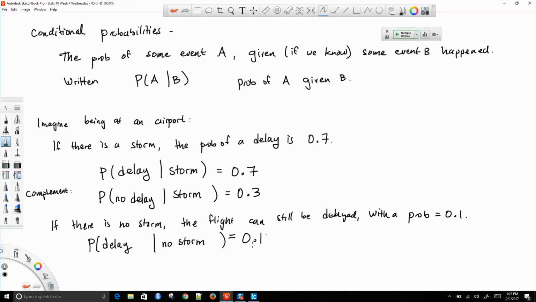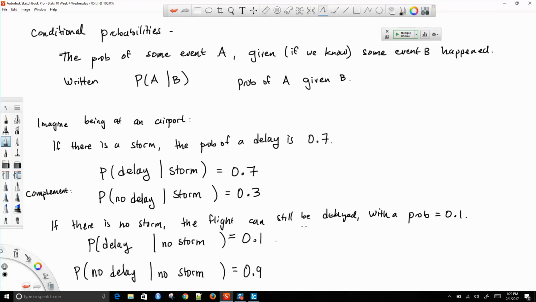So there's no relationship between this number and this number over here. Okay? There's no direct relationship there. We're just saying if there's no storm, sometimes the airline doesn't have its act together and you still get delayed, or whatever other things could happen, you can get a delay. So the probability of a delay given no storm is 0.1. Okay? And therefore 0.9 would be what? Probability of no delay given no storm.